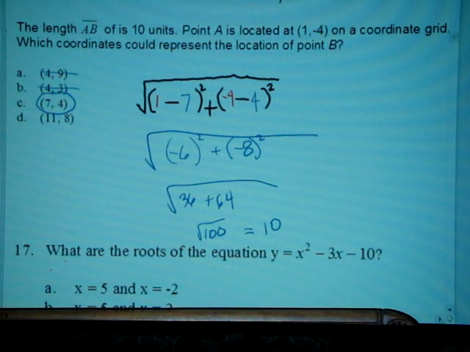I don't need to go to part D because I know that C is the answer, because the distance between point A and point B of (7, 4), that distance is 10, which is the distance I'm looking for. So the answer is C.